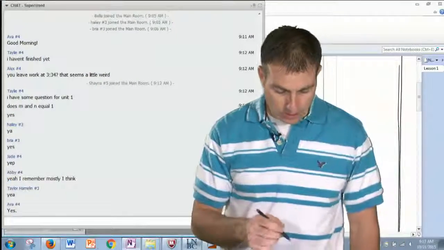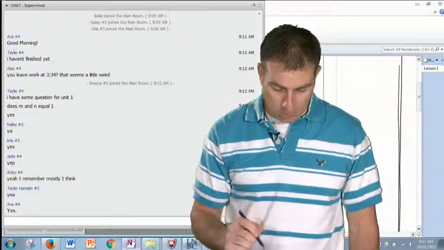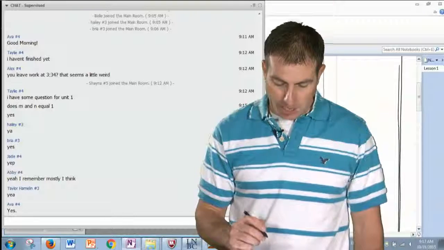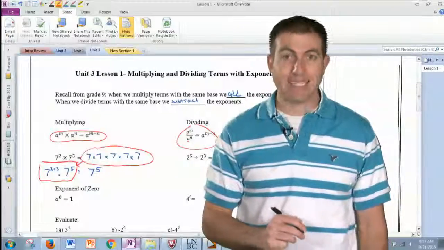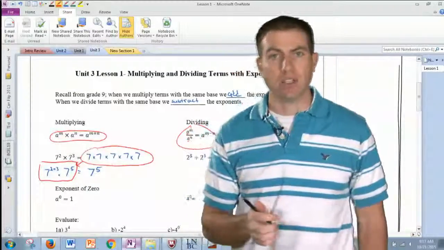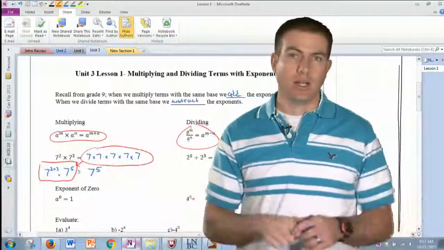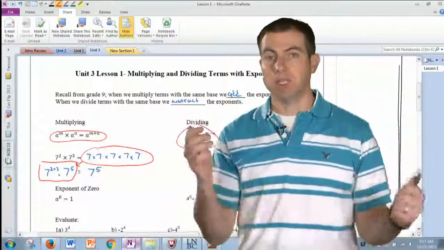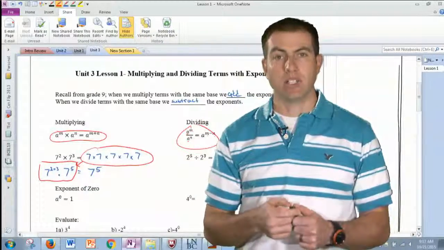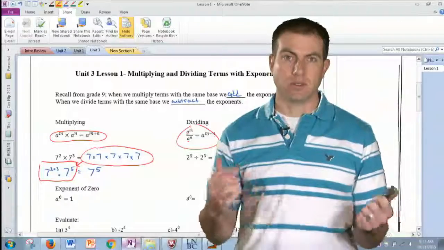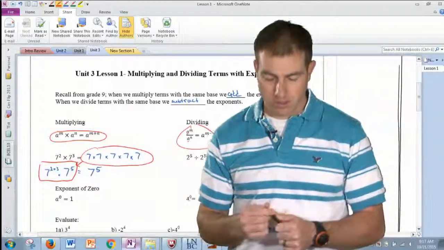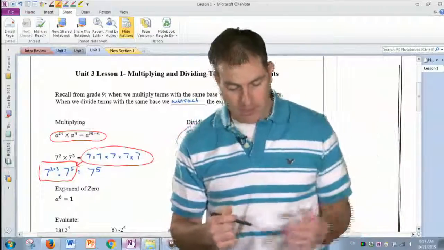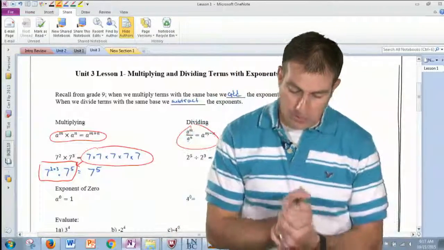And then Taylor asks, m and n equal 1? M and n could be any numbers. They're just variables. They could be 300, they could be 5 million. It doesn't really matter. Generally speaking, they're all going to be numbers around 1 to 10 for the questions we do. So that's that. The second one here is division.